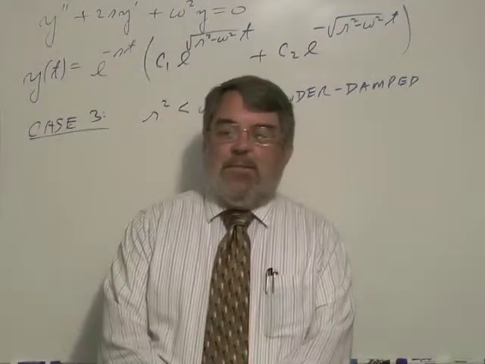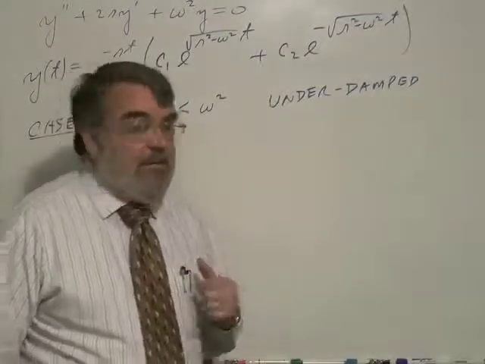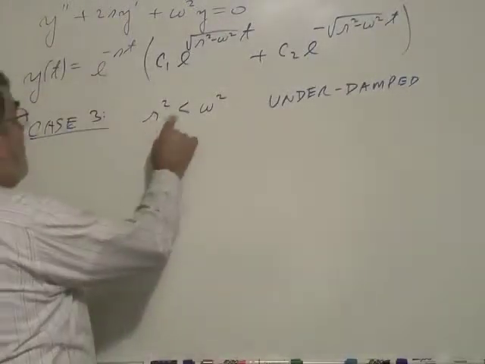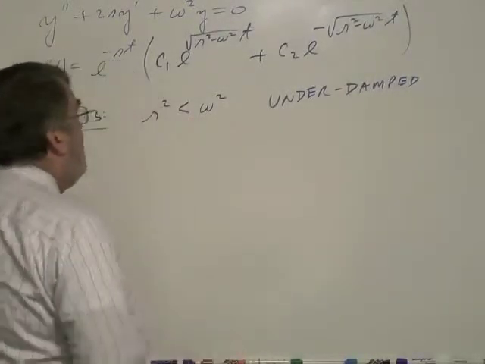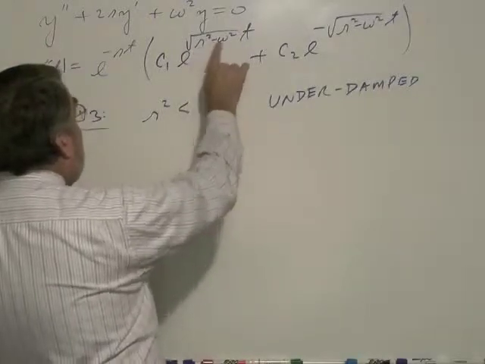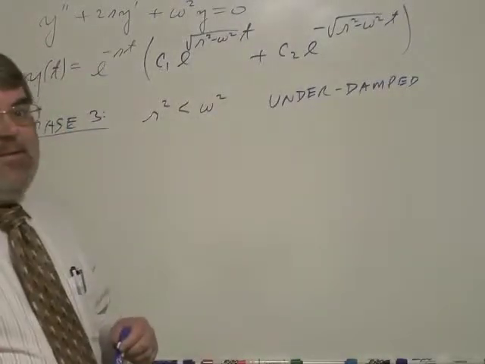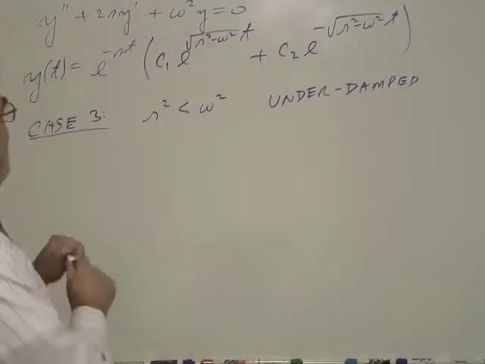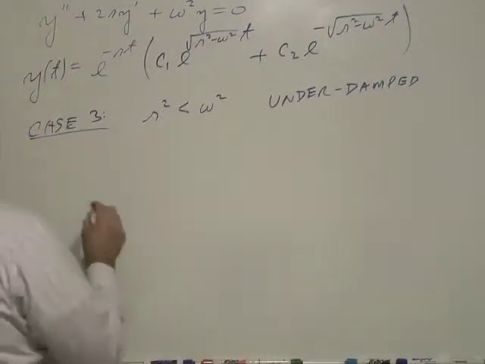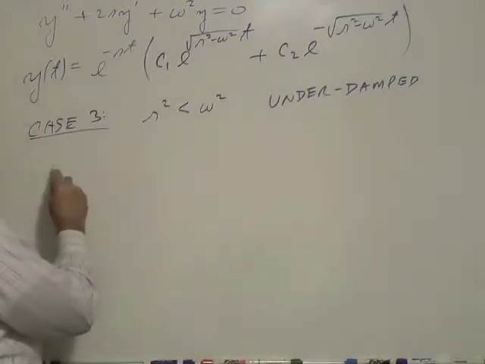We've come to what I think is the most interesting case, the underdamped case. This is where r squared is less than omega squared. So if that's less than, that means that r squared minus omega squared is negative. And so in a sense we should write the solution this way.